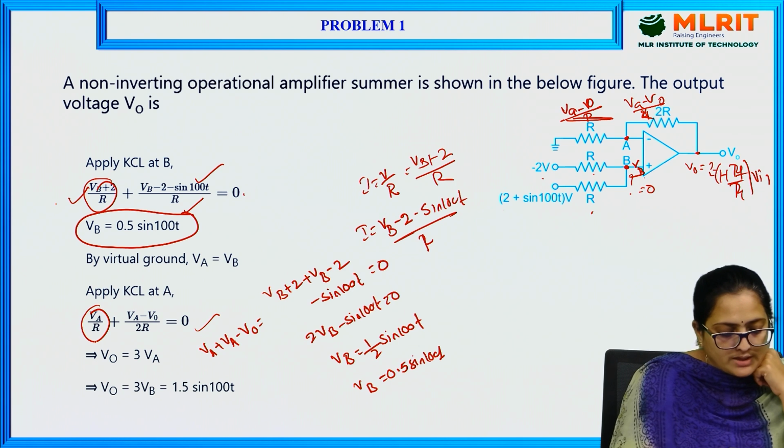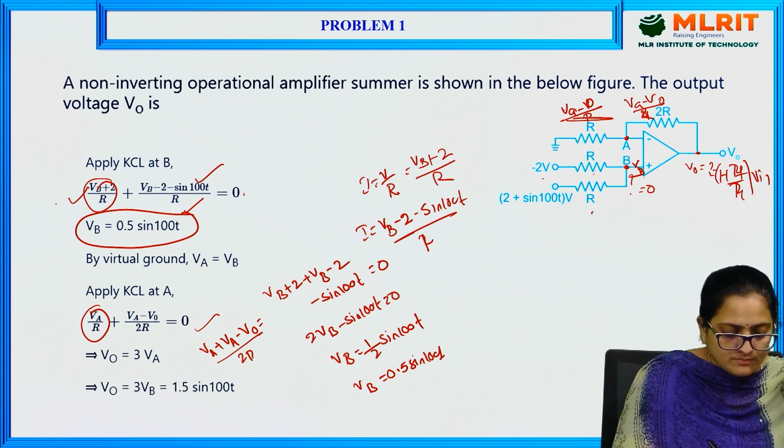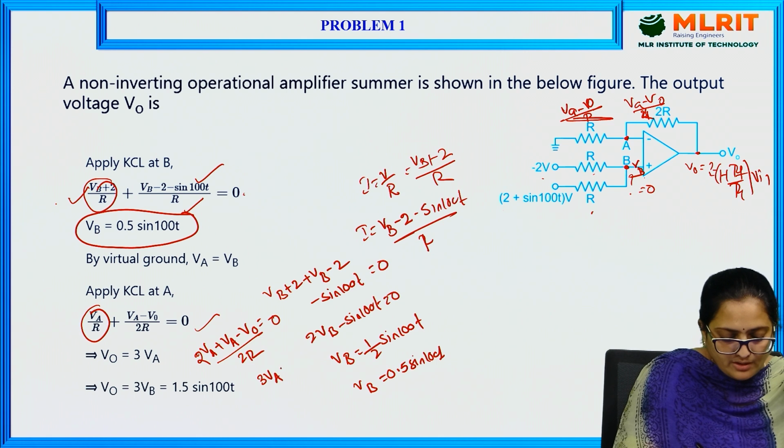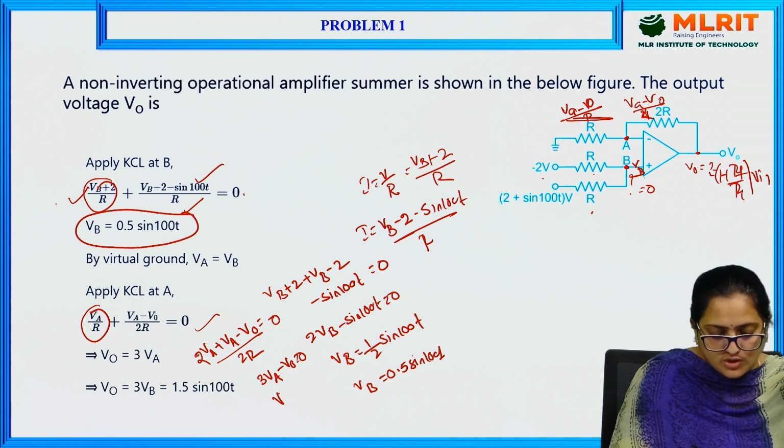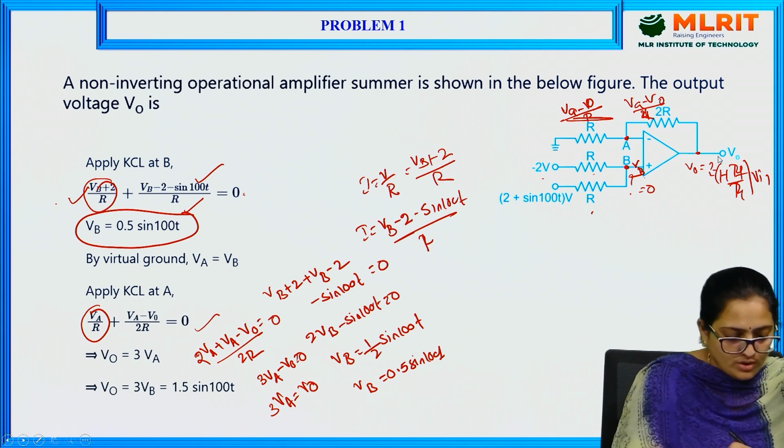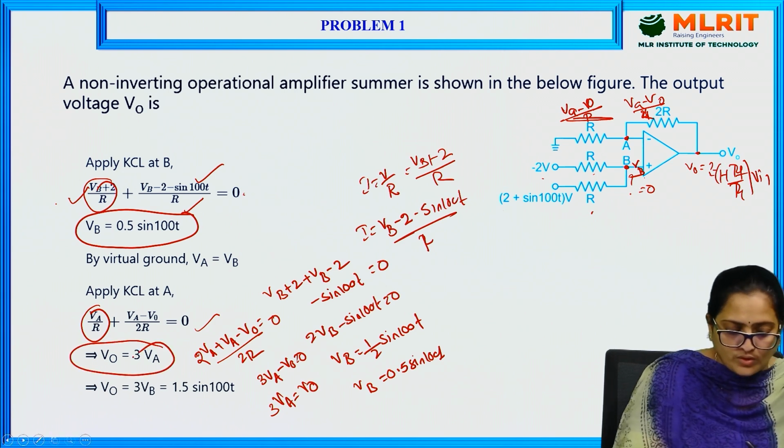2R will be the LCM. So 2VA plus VA minus V0 is equals to 0. So you can write 3VA minus V0 is equals to 0. So 3VA is equals to V0. So from this V0 is equals to 3 into VA.